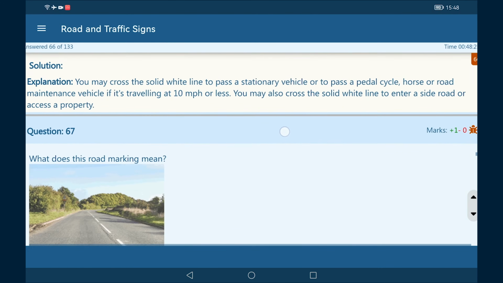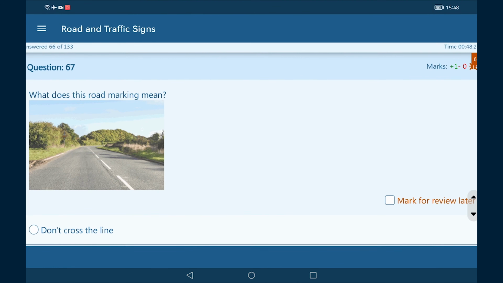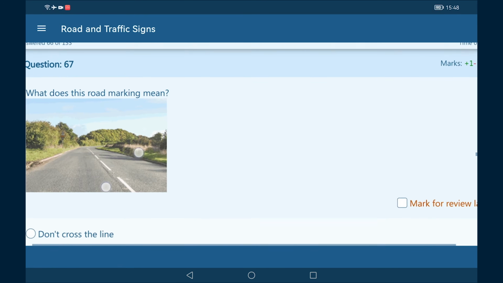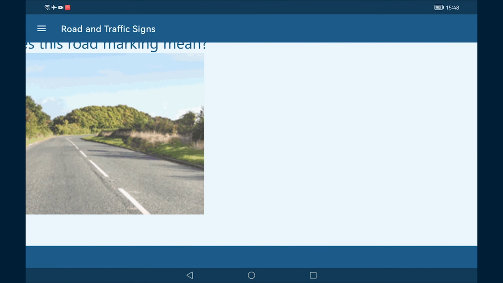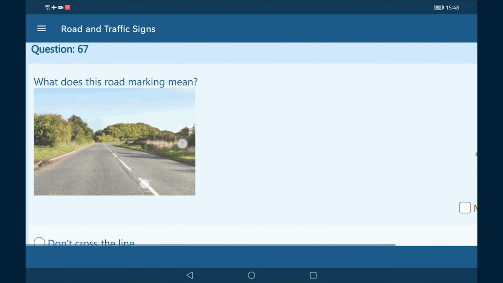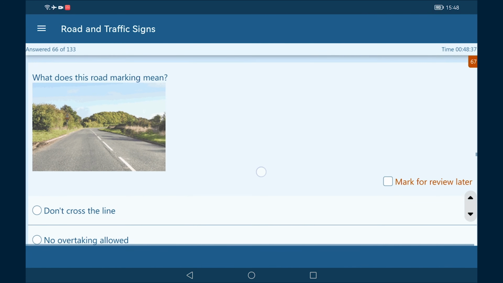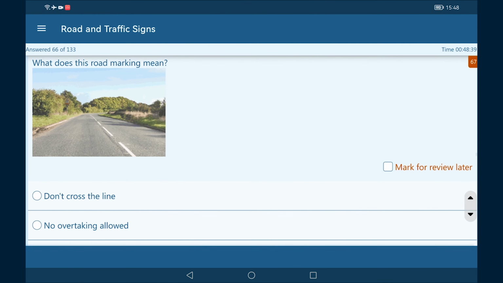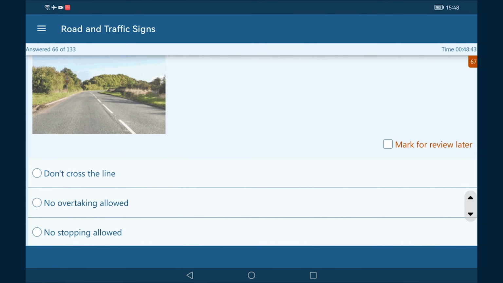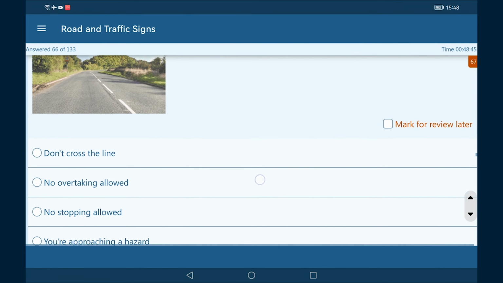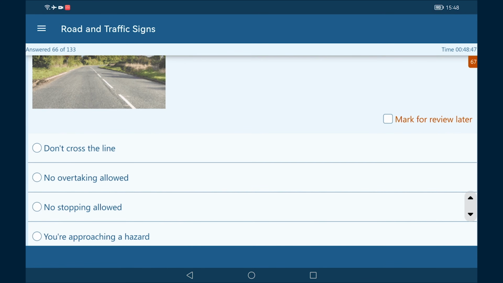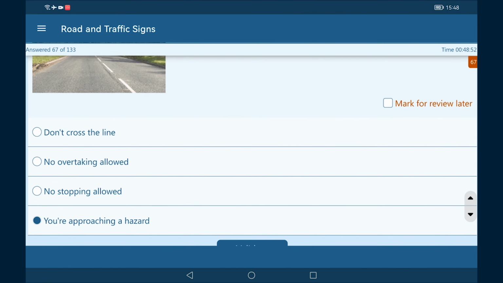Question 67. What does this road marking mean? Option 1. Don't cross the line. Option 2. No overtaking allowed. Option 3. No stopping allowed. Option 4. You're approaching a hazard. The correct answer is Option 4. That is, you're approaching a hazard.